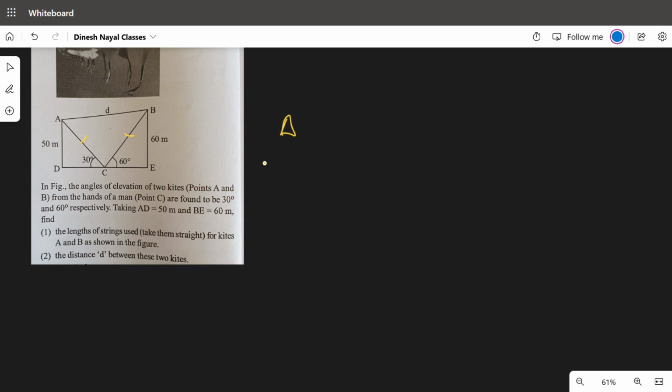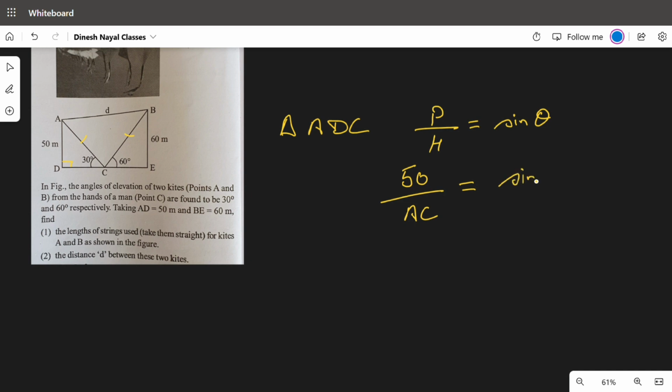Now take the triangle ADC. We know that this is a right angle triangle. Because this is 30 degree angle, this will be perpendicular, and this is hypotenuse. So we will take perpendicular by hypotenuse, and we know that in trigonometry that's sine theta. So perpendicular is AD, which is 50, and the hypotenuse is AC, because this one is 90. So 50 upon AC is equal to sine 30 degree.